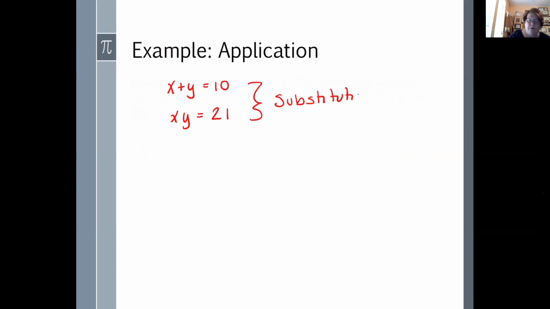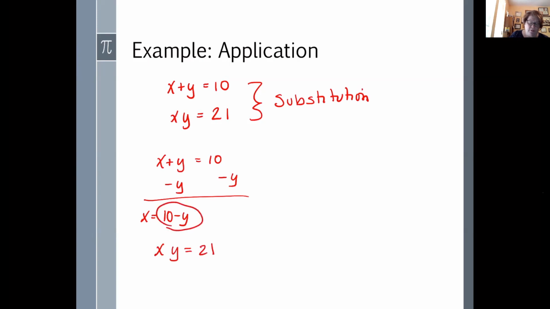I'm not even sure that there is a way to use addition to solve this. If there is, it's beyond my knowledge. So I'm going to use substitution, and I'm going to solve that top equation for x. Why not? I'm going to do that by subtracting y from both sides. Now I'm going to substitute that into the second equation, which is xy equals 21. So I'm going to plug this in right there for x. So I get 10 minus y times y equals 21.